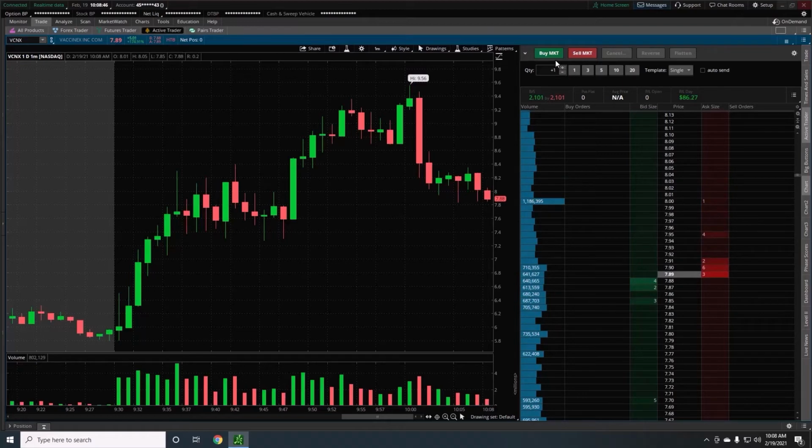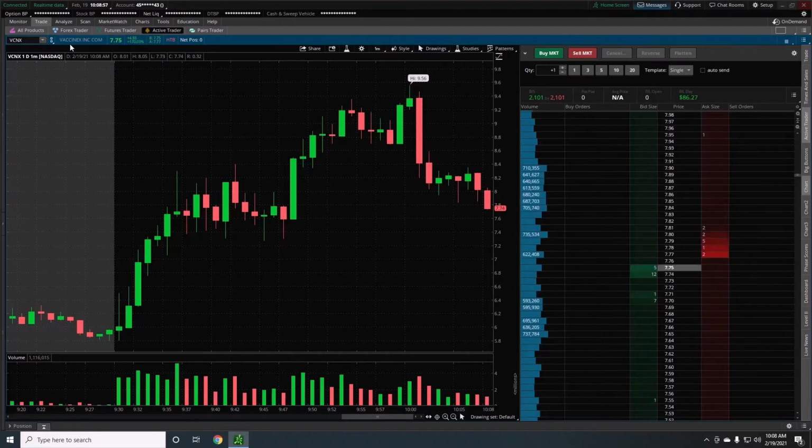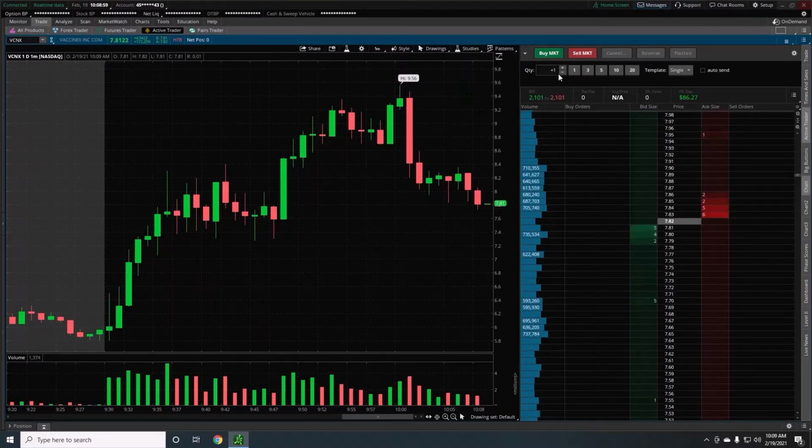For the sake of the video, I'm going to use the buttons. I usually use my hotkeys, but just for the sake of the video, I want to show you what it would be like to purchase it. So say we're looking at this stock here. I just want to buy one share.